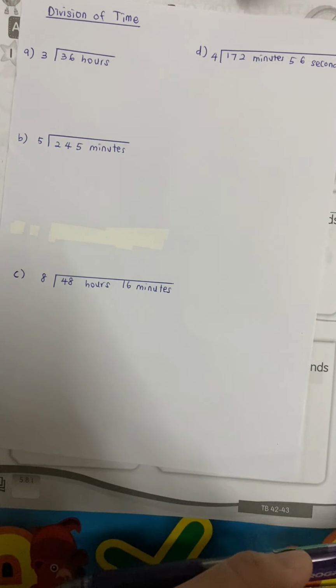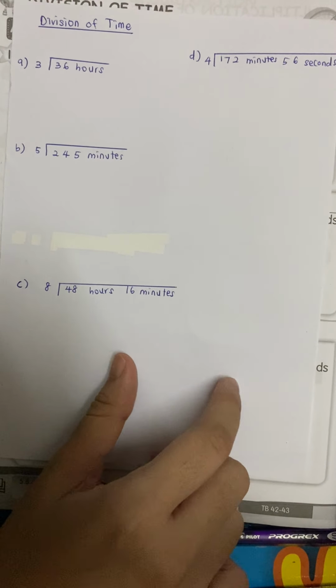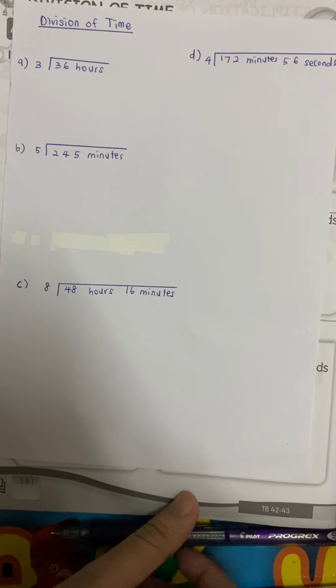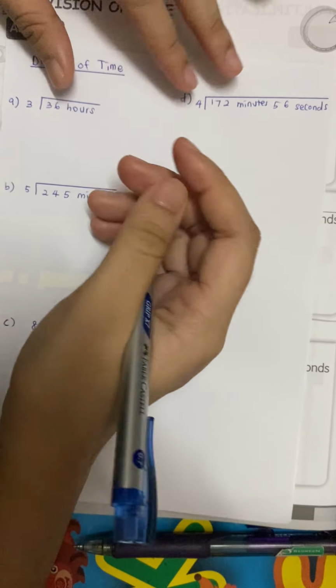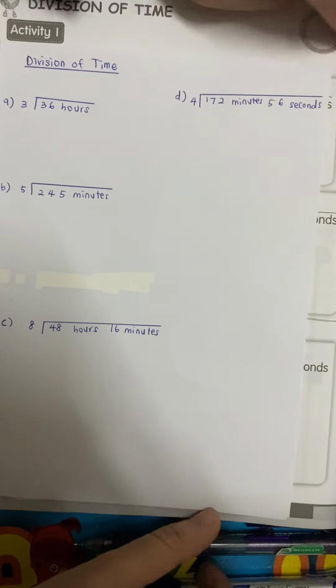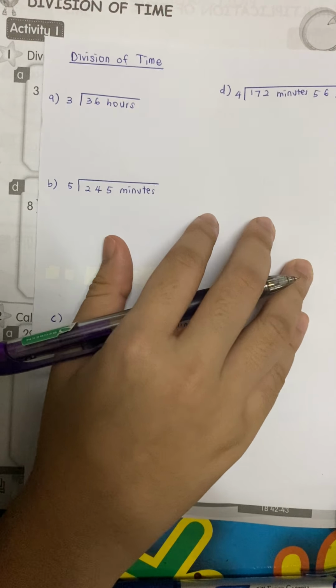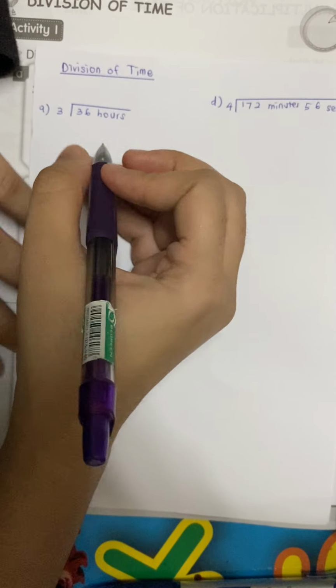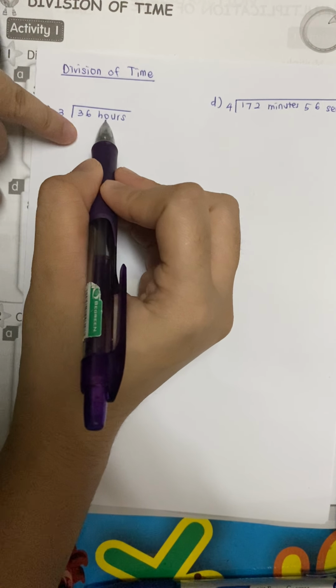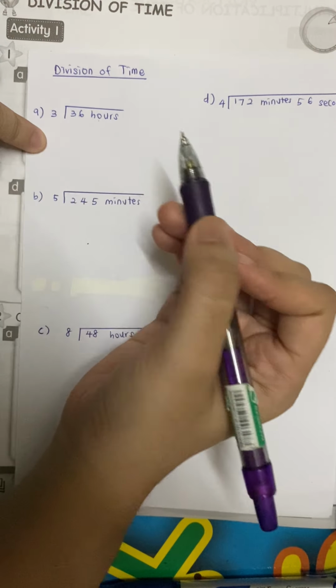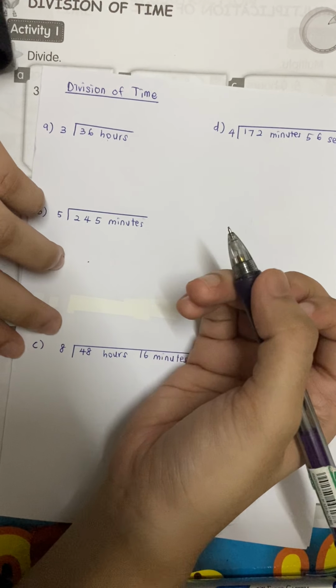Division of time. So for division, all you need to know is your multiplication. Multiplication, kita kena tahu sifar kan untuk bahagi. Let's look at the first question. 36 hours divide by 3. How do we do this?